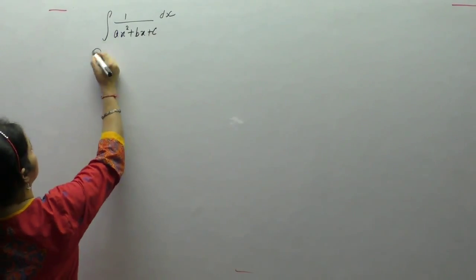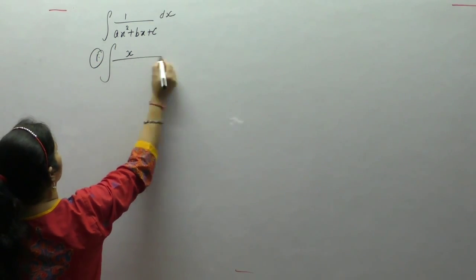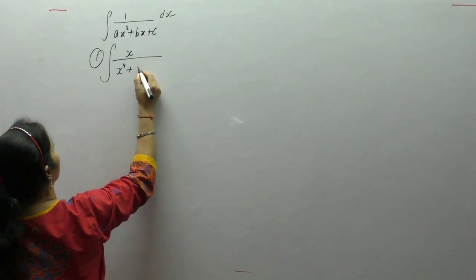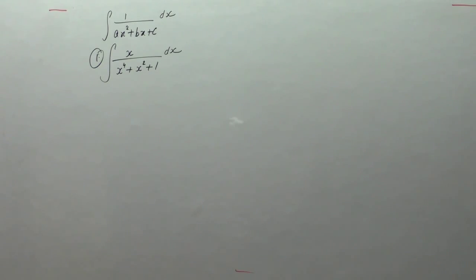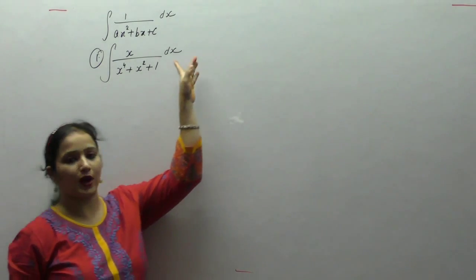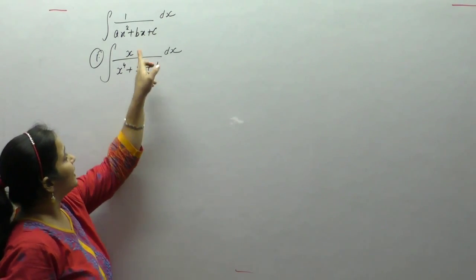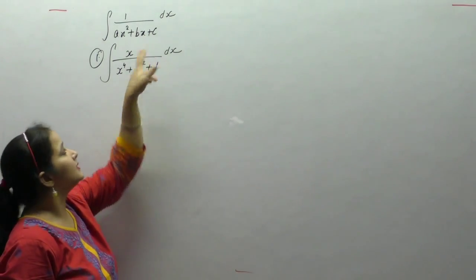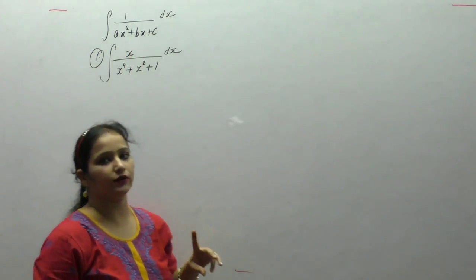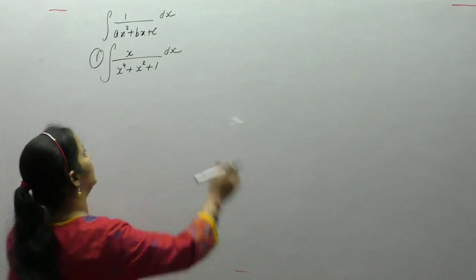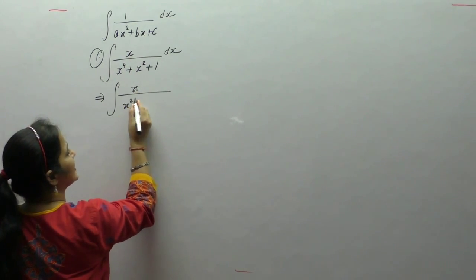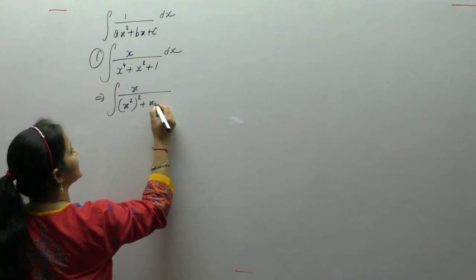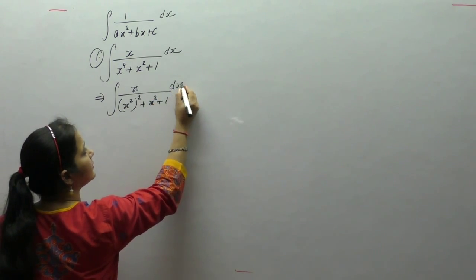Integral of x upon x to the power 4 plus x square plus 1 dx. Now the term in the numerator is x. The derivative of x power 4 is 4x cube. I can write it as (x square) square plus x square plus 1.